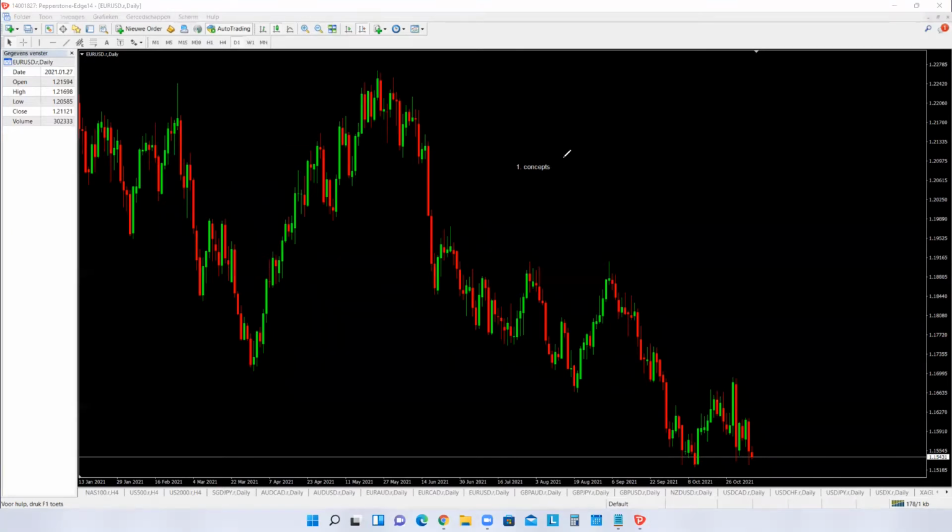So really take your time and think about 1, 2, or 3 concepts that you like and that you want to build a strategy around. Is it liquidity? Pick liquidity. Is it a certain indicator that you think is very, very good and that you want to build a strategy around? Pick that. Maybe it's a certain candlestick pattern that you think is very valuable. Pick that concept.